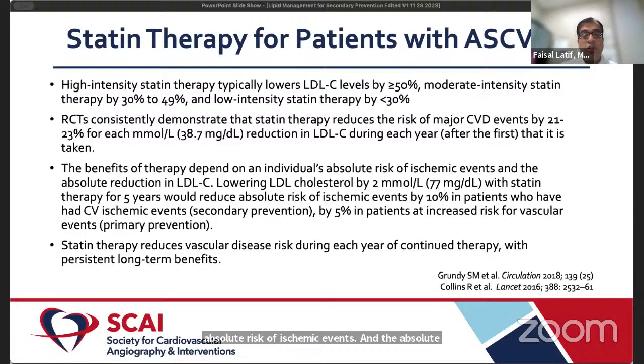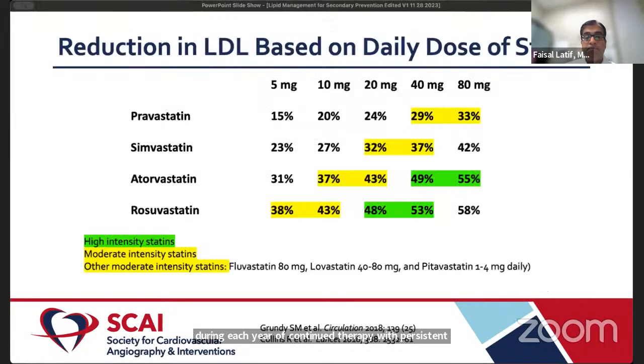Statin therapy reduces vascular disease risk during each year of continued therapy, with persistent long-term benefits. Next slide. Here is a graph that shows how much we expect the LDL to go down with each statin. As you can see in green, rosuvastatin 20 to 40 milligram or atorvastatin 40 to 80 milligram is what reduces LDL by about 48 to 55%.